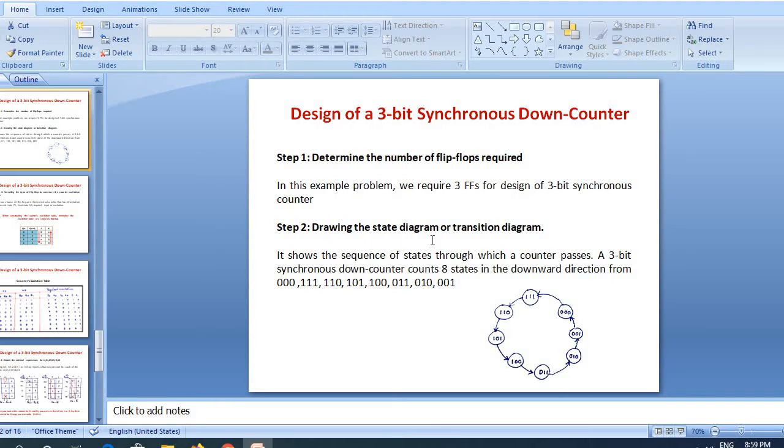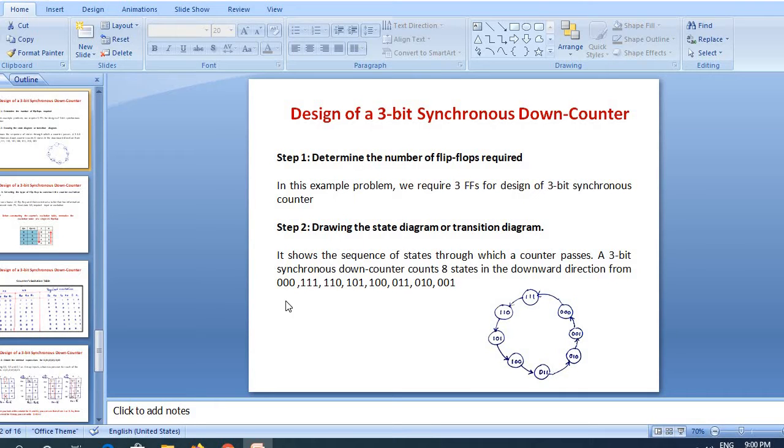Now, what is the next step? Drawing the state diagram. It is a down counter. So, initially all the flip-flops will be reset. So, always, even if it is a down counter, the starting state will be 0, 0, 0. But, since it is a down counter, from the initial position, it goes directly to 1, 1, 1. See here, 1, 1, 1, then it counts down 1, 1, 0, 1, 0, 1, 1, 0, 0, 0, 1, 1, 0, 1, 0, 0, 0, 1.